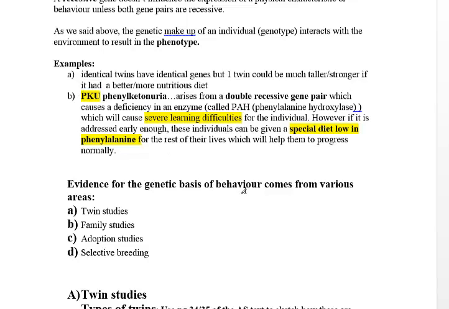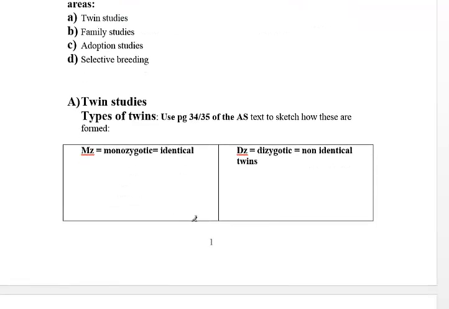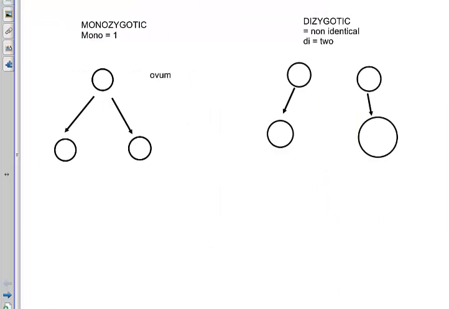So what else do we need to know? We need to know how we go about finding out these nature-nurture results. How much is nature and how much is nurture? We've got twin studies, family, adoption, and selective breeding. Let's have a look. With twin studies, we refer to MZ twins and DZ twins: monozygotic, which are identical, and DZ, non-identical. Here I have a little image to show you.